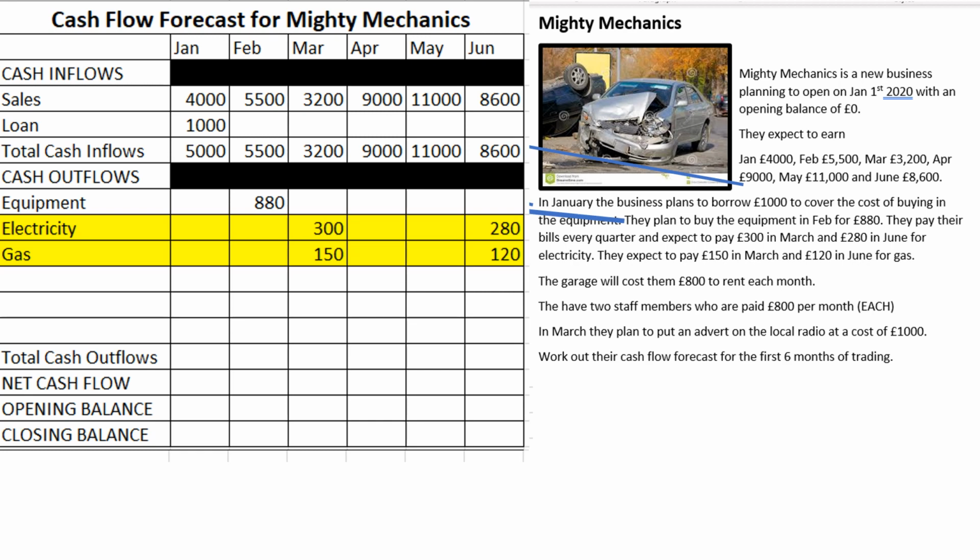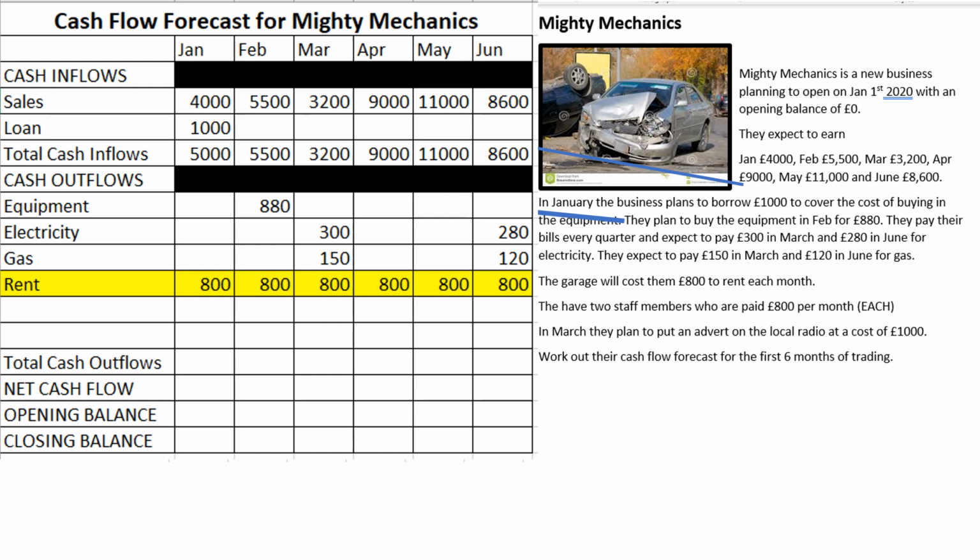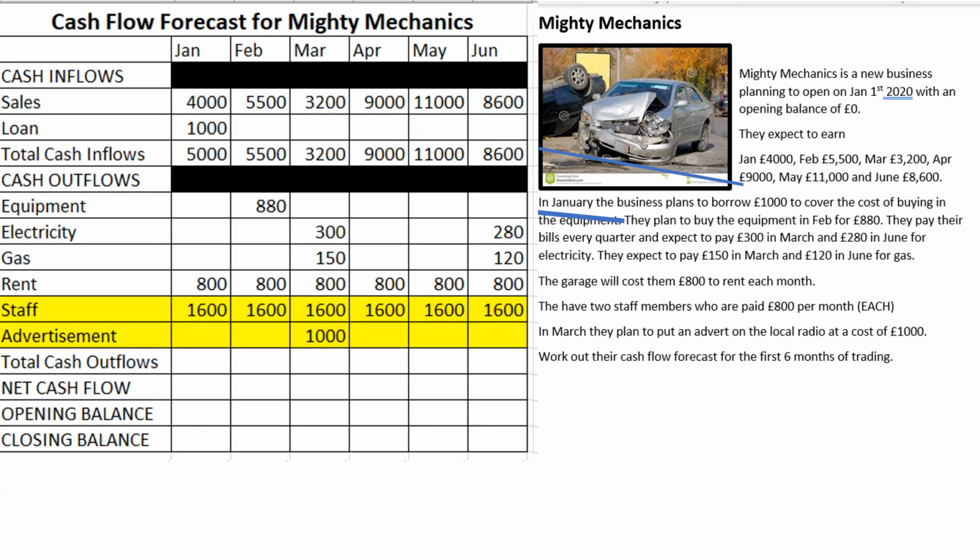Then we look at their rent. That is £800 a month. So that's that on your cash flow. The staff is £800 each. That's £1,600 a month. And then in March, we have an advert, which is £1,000. So here are those shown on the cash flow.